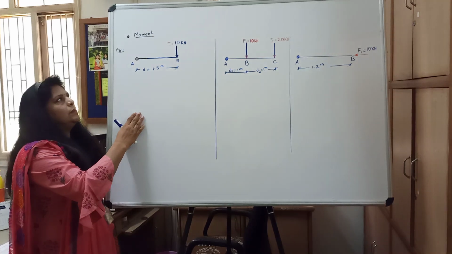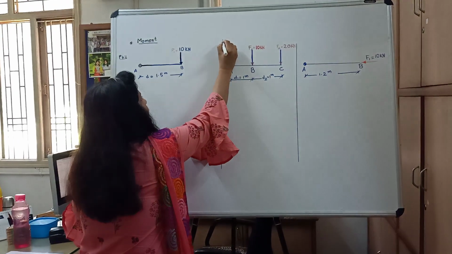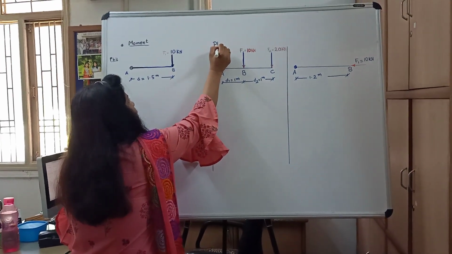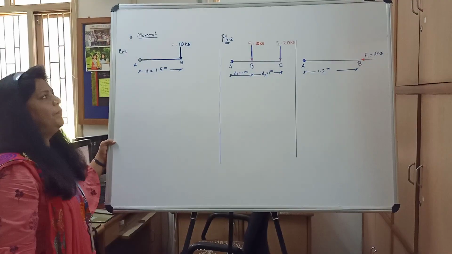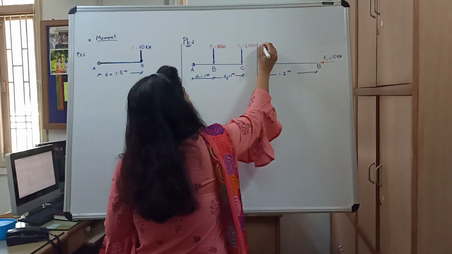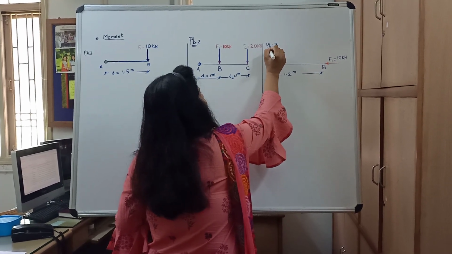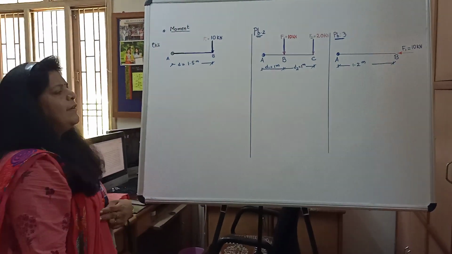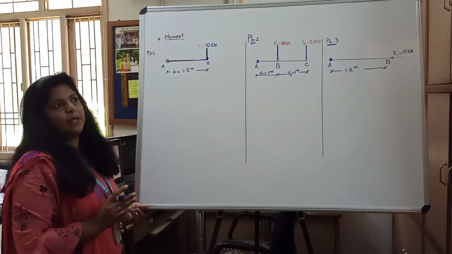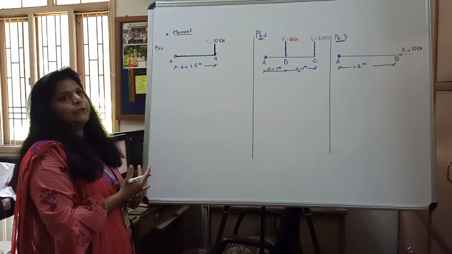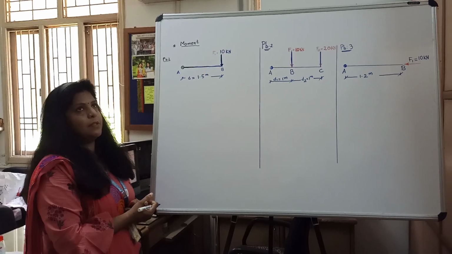Problem number 1, in which only one vertical force is acting. Problem number 2, in which there are two vertical forces acting. And problem number 3, in which we have one horizontal force. They are very simple, basic problems to clear the concepts of how you can calculate moment, because for civil engineering this will go up to 8 semesters for degree students, and for diploma students it will go up to 6 semesters, right?